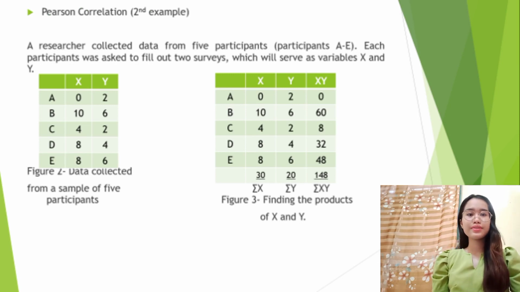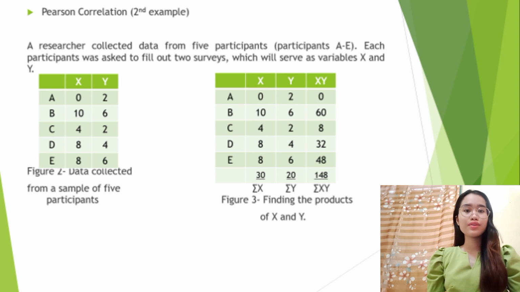Let us proceed to the Pearson correlation second example. A researcher collected data from 5 participants, participants A to E. Each participant was asked to fill out 2 surveys, which will serve as variables x and y.